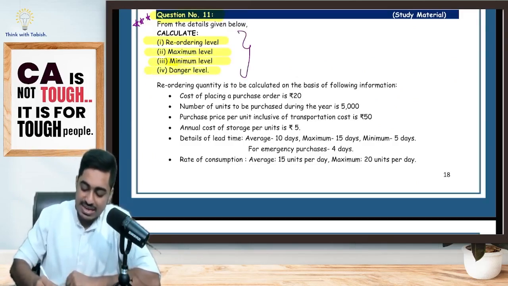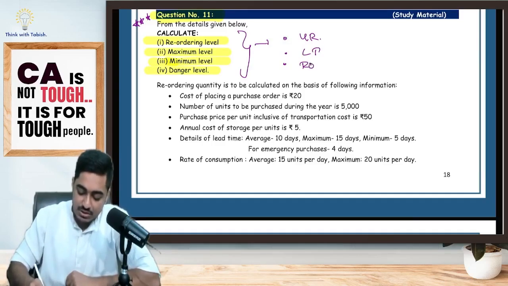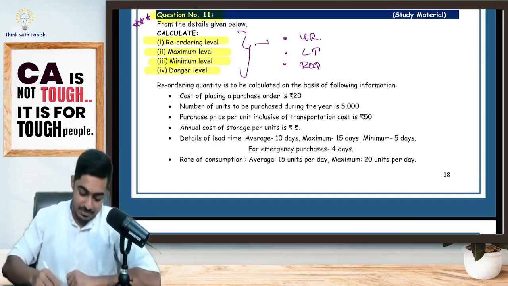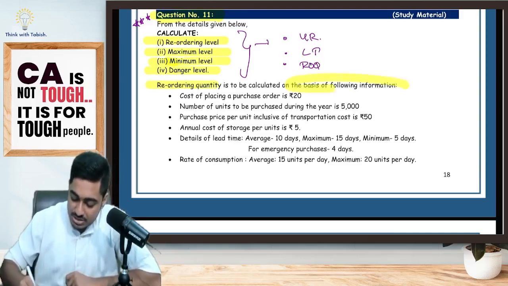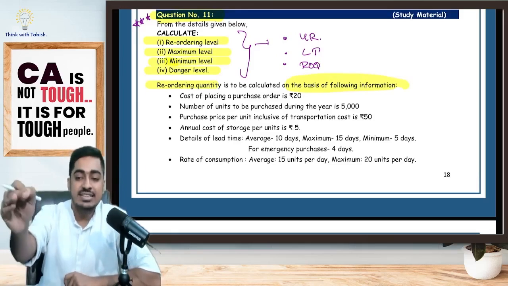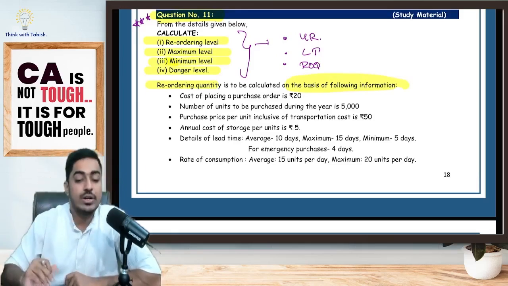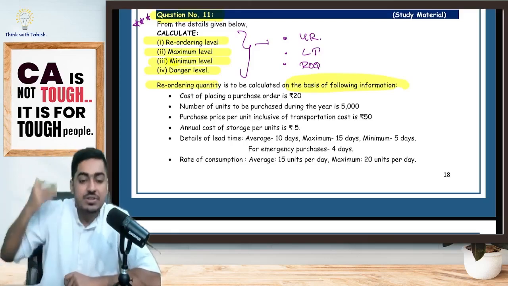Okay, boss. Any inventory level in the world I will calculate. I want just 3 basic pieces of information: details of usage rate, lead time, as well as my reorder quantity. Let us see. Reorder quantity is to be calculated on the basis of the following information. Has the question directly given me reorder quantity? No, it is telling you to calculate. How to calculate? It is telling me it has given some information.